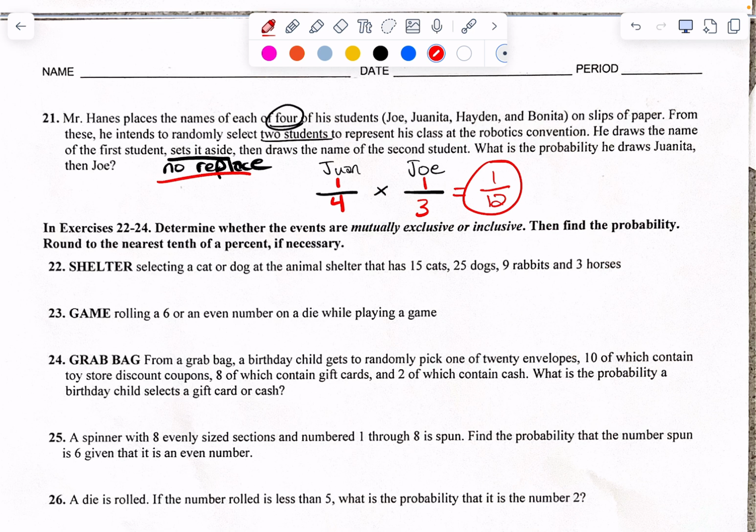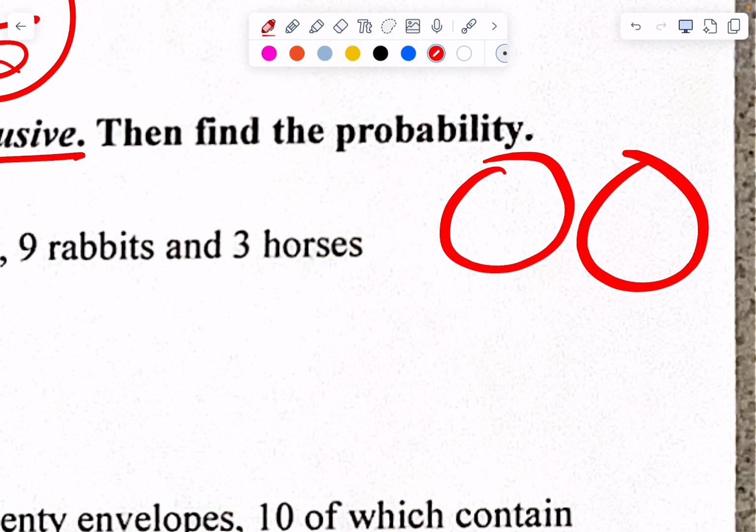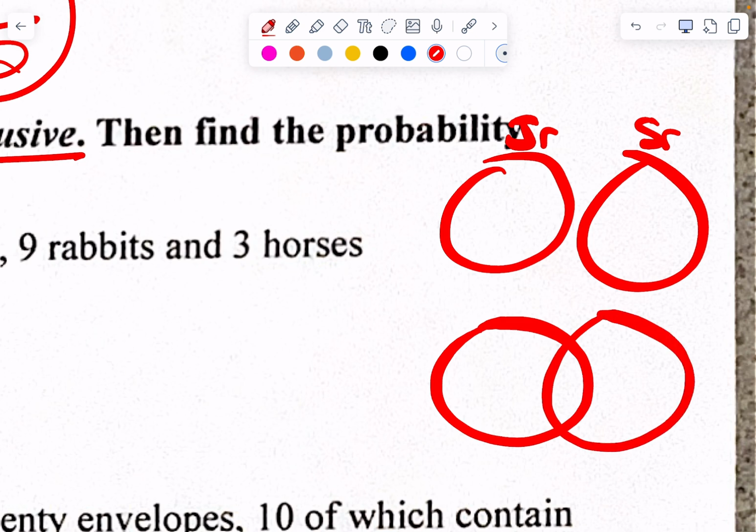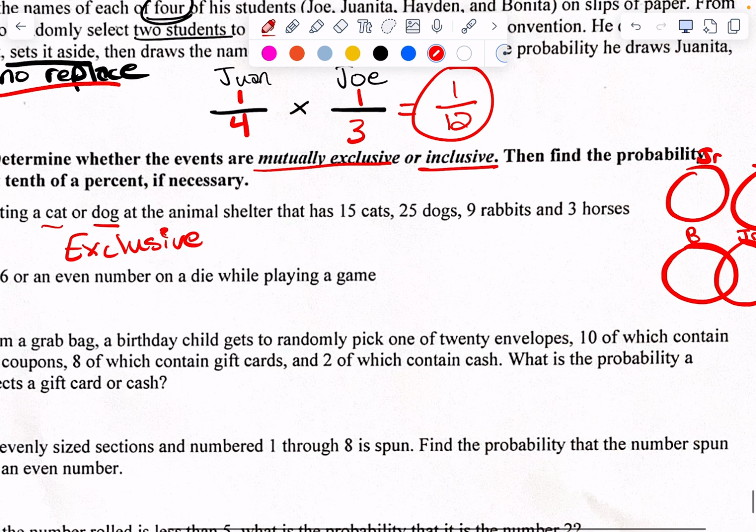We have to find the probability, but also exclusive or inclusive, right? Exclusive or inclusive. Do you remember the difference between the 2? Exclusive. Junior, senior is exclusive because you can't be both. Boy and junior. Inclusive, because you can be both, right? Okay. All right, shelter, selecting a cat or a dog. First of all, inclusive or exclusive? Can you be a dog and a cat at the same time? No, exclusive. I realize it's 2024, almost 2025, but no.